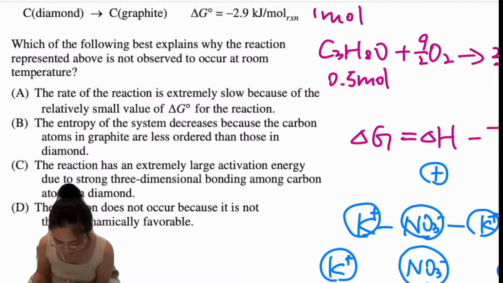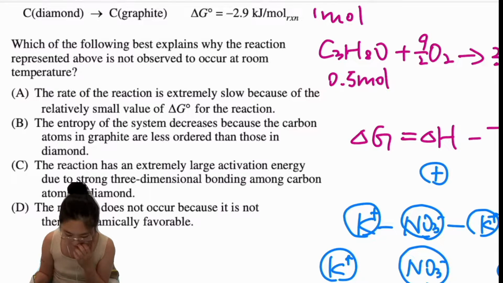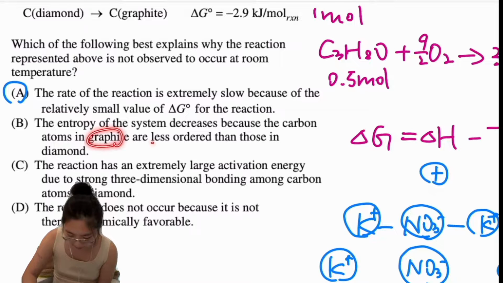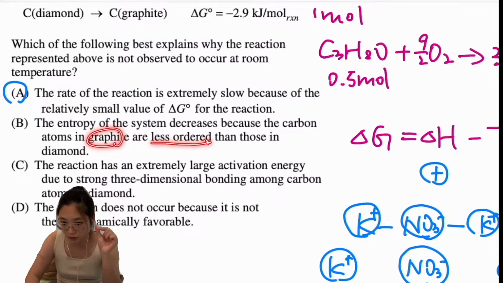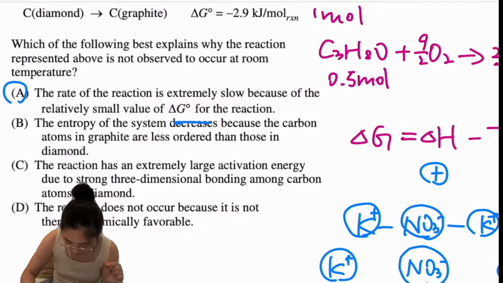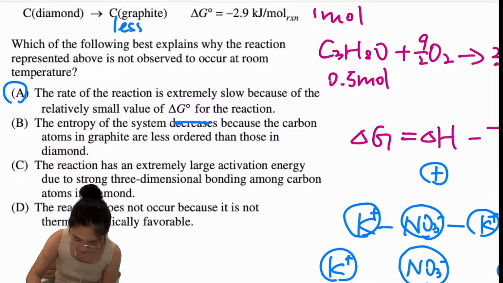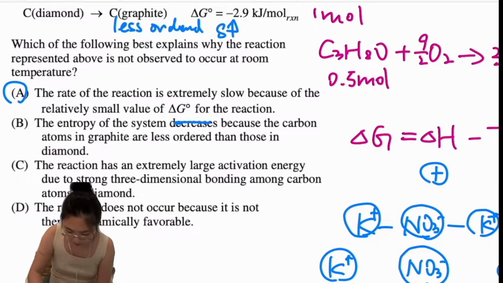So A, the rate of the reaction is extremely slow because of the relatively small value of delta G for the reaction. A, that's actually the right answer. And B, entropy of the system decreased because the carbon atoms in graphite are less ordered than in the diamond. Okay, so the carbon atoms in graphite are less ordered, so disorderliness increases. So entropy should actually increase when you go from diamond to graphite. It's getting less ordered. So B is not right.